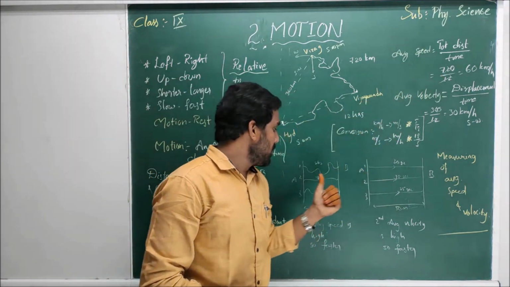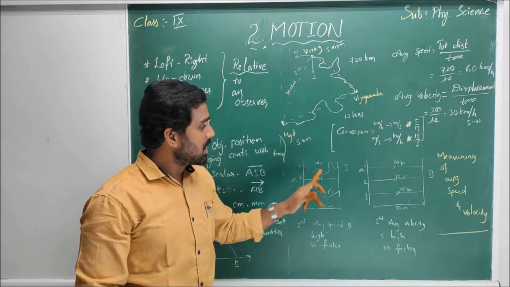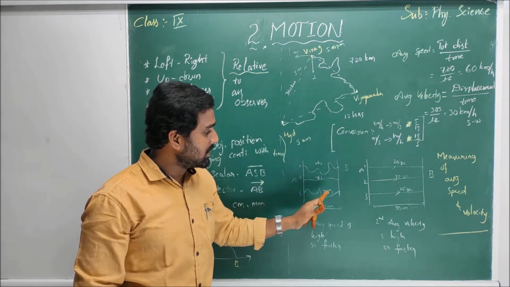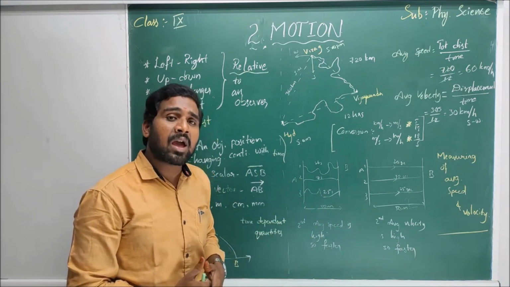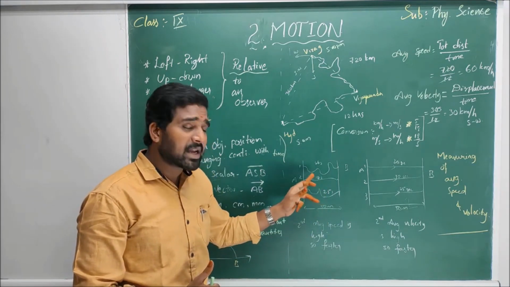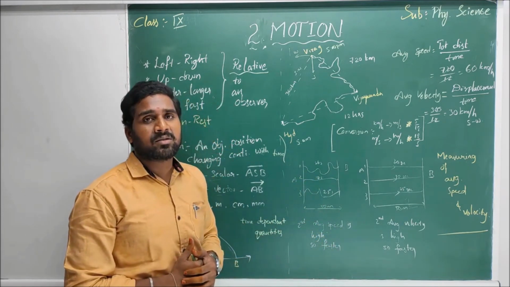So the average speed of the first student, second student, and third student. What is the formula? Distance by time taken. Here 50 by 20, 50 by 10 and 50 by 25. Who has more average speed? The second student has more average speed and he is the fastest.